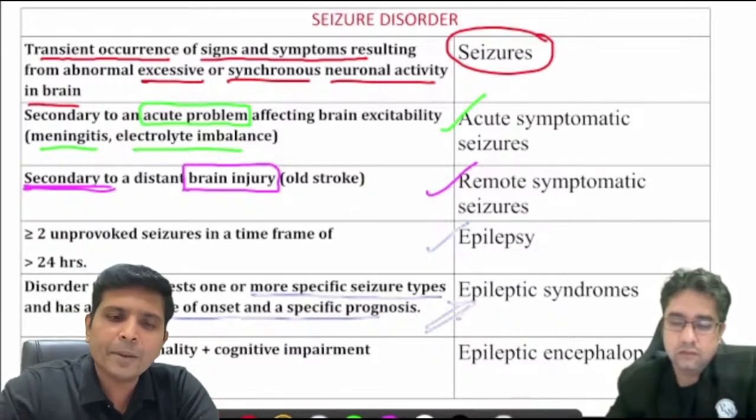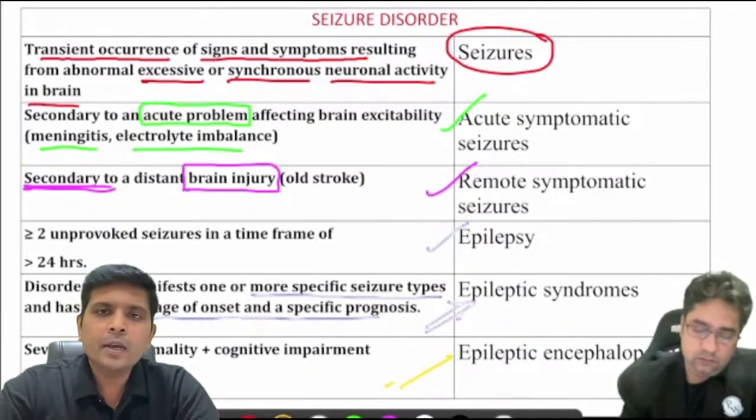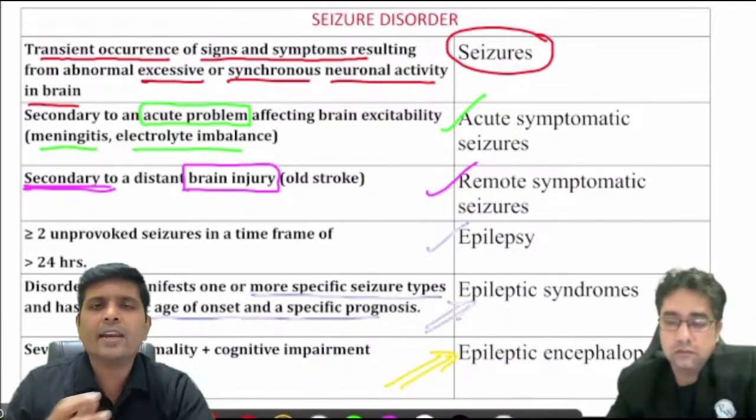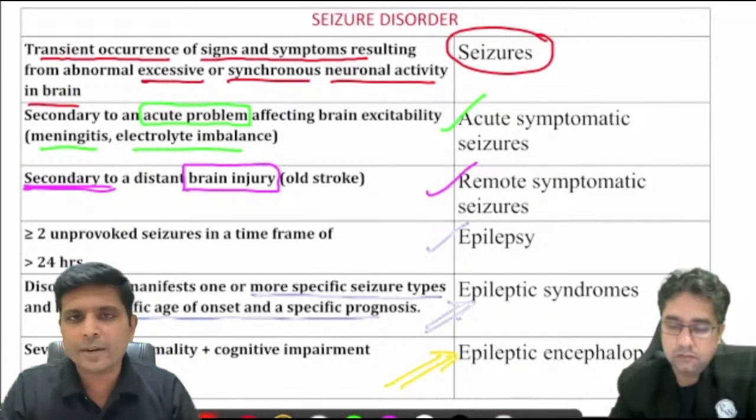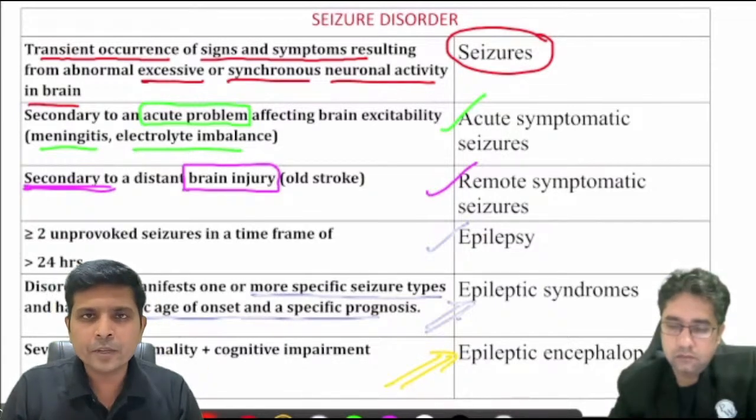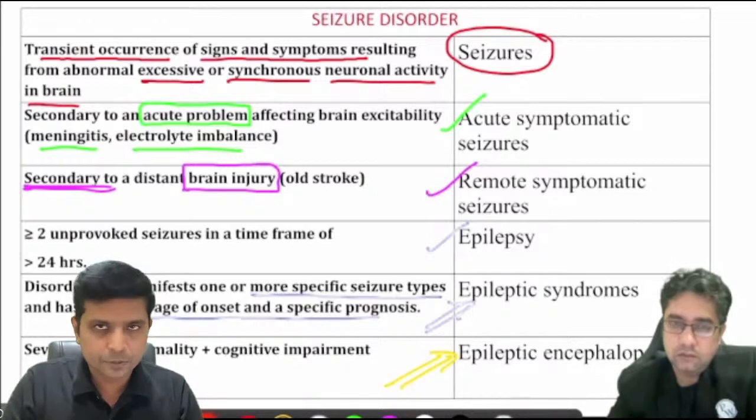Then, what is called epileptic encephalopathy? Usually whenever epilepsy comes, you give anti-seizure medication, and the child becomes normal till the next seizure comes, if it comes.